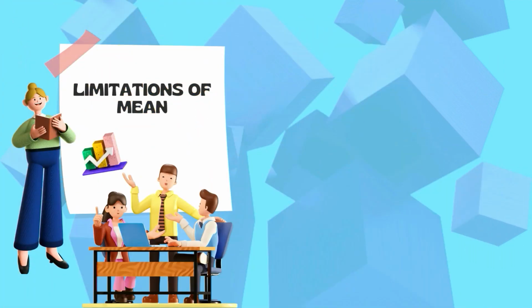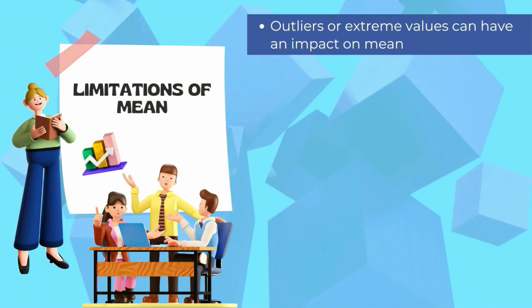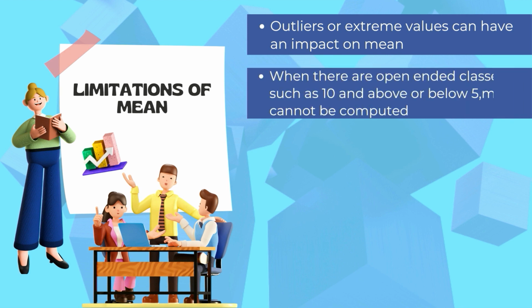As far as the limitations of mean, as you can easily understand, an outlier or extreme value can have an impact on mean, because mean considers all the scores, so any scores which are outliers or extreme can change the entire mean. When there are open-ended classes such as 10 and above, or below 5, mean cannot be computed, because for the calculation of mean all data should be there. Without knowing the data, we can't compute the mean. So if you have open-ended classes, you can't go for the calculation of mean.